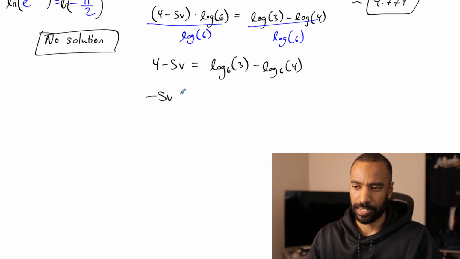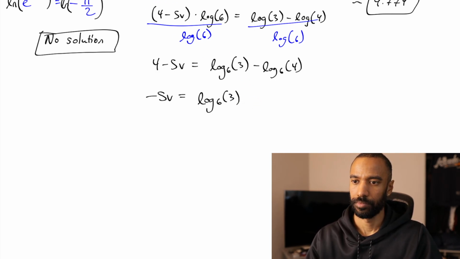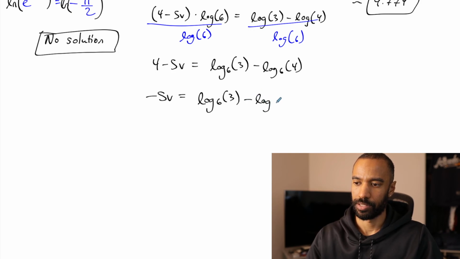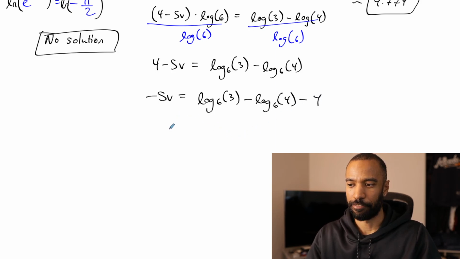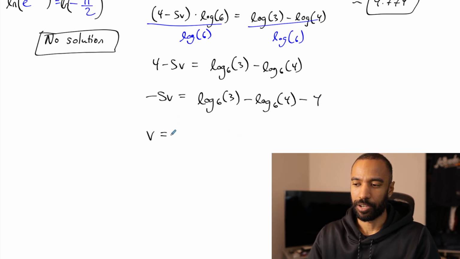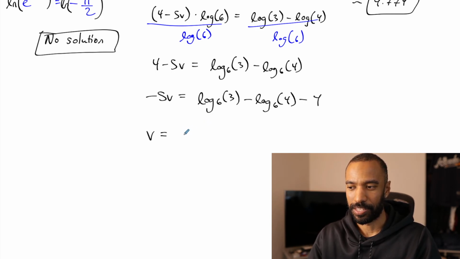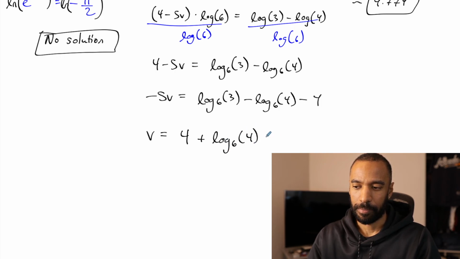Subtract 4 from both sides. Minus log base 6 of 4 minus 4. And divide both sides by negative 5. So that'll be v equals... Now, I don't want the 5 to show up negative, so I'm going to write these in front. The 4 turns positive. The log base 6 of 4 turns positive. The log base 6 of 3 turns negative. And this is all divided by 5.